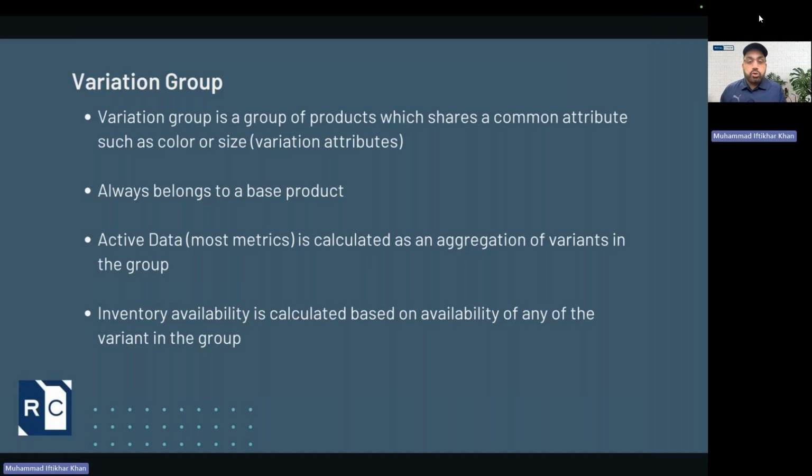Active data, most metrics is calculated as an aggregation of variants in the group. And inventory availability is calculated based on availability of any of the variants in the group. So if in a variation group any of the variants is available, the inventory of the variation group will be considered as available. You can explore this variation group in more detail from the Salesforce official documentation. There are a lot of examples available there.